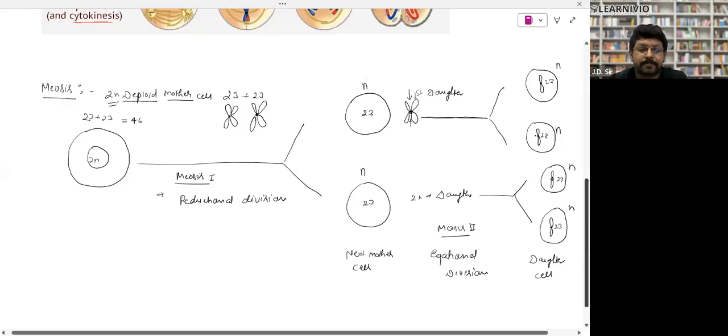Tell me, which one is diploid? This one is haploid. This is haploid. They are all n, haploid. Only this is diploid. Rest of all are haploid.